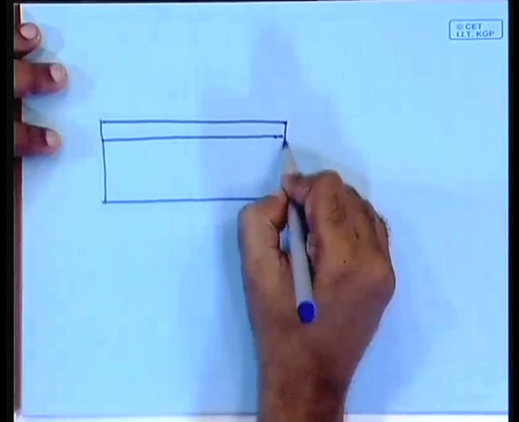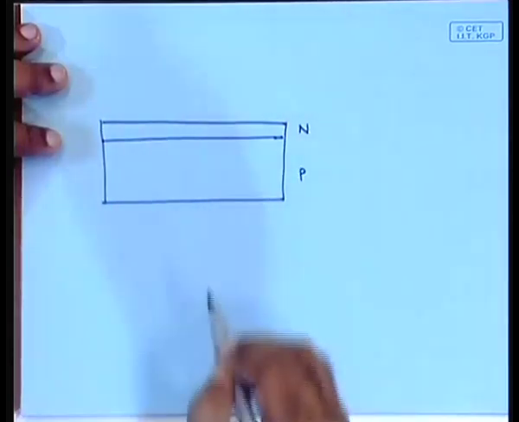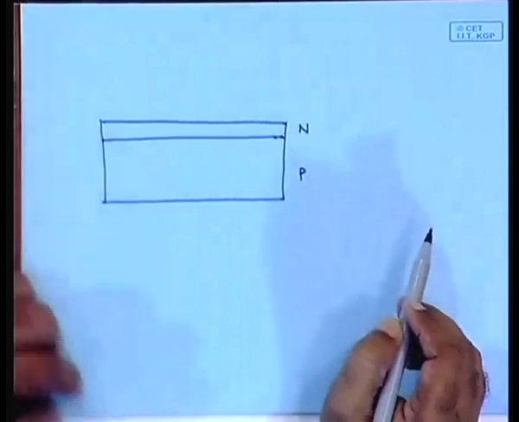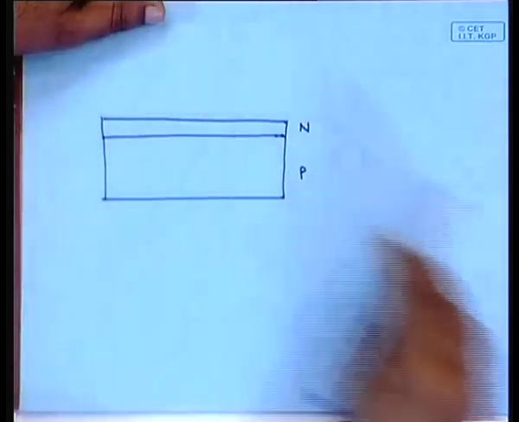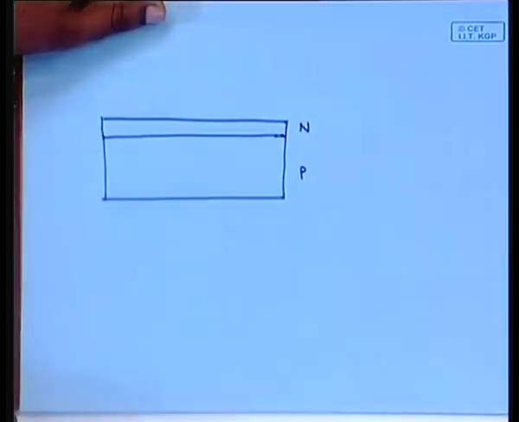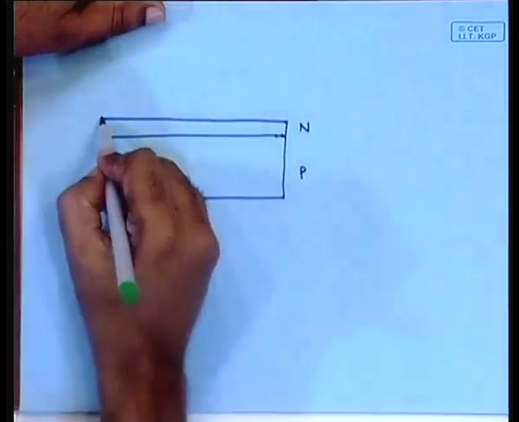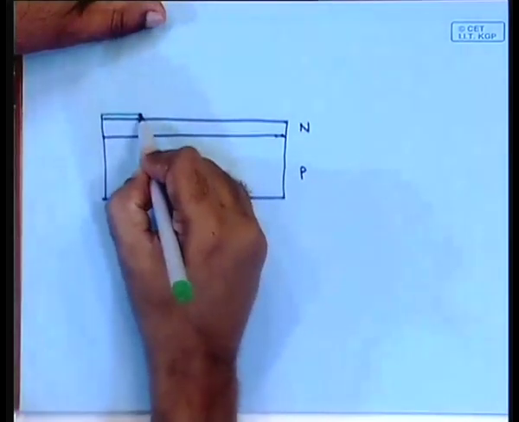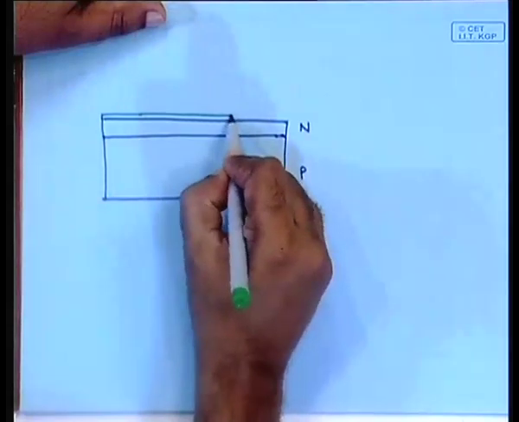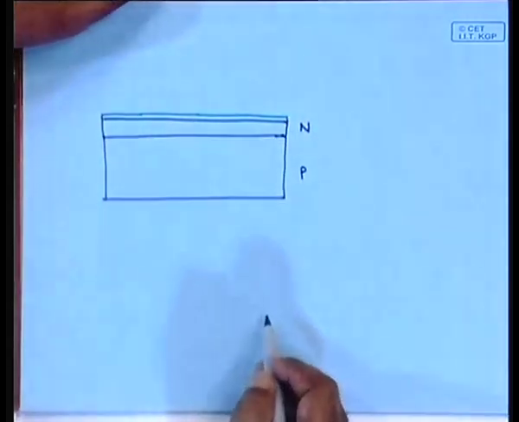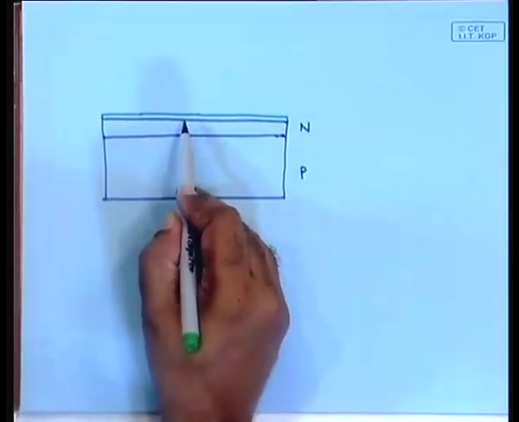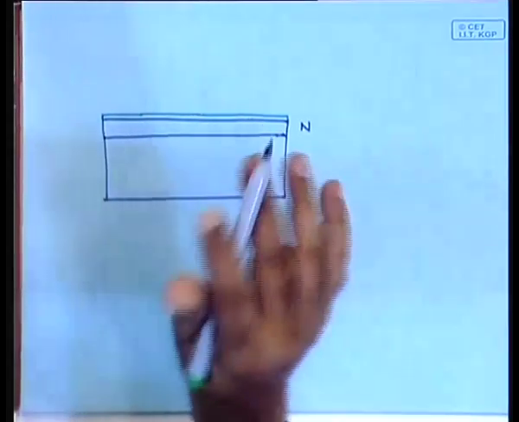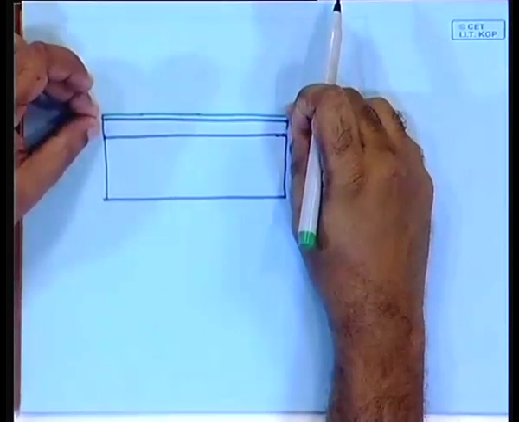Suppose here is the N part, this is the P part, and here is the junction. Now, on top of it, if you apply a thin layer of some transparent material, the refractive index of that material has to be carefully chosen, also the thickness has to be carefully chosen.